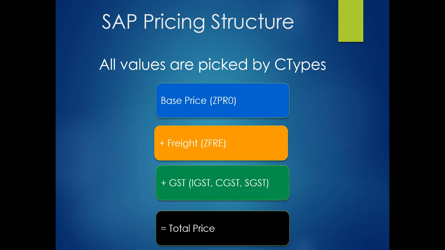Hi and welcome. In my previous video, we saw a practical demo of how a finished product was created, sold, and how the system calculated the price along with GST. After the invoice was posted, the system also updated the stock and its value. We observed that for 1 ton of material, the system calculated base price, GST, and the total price.